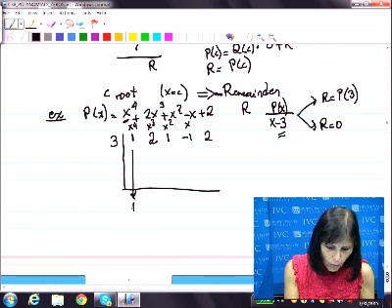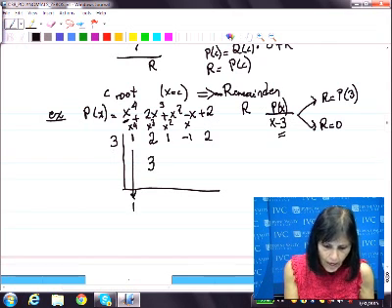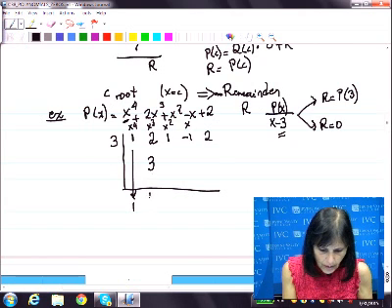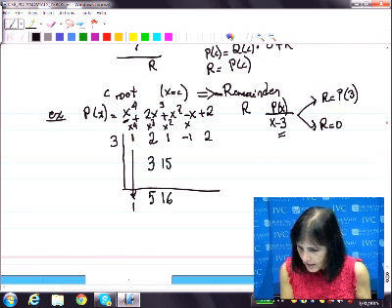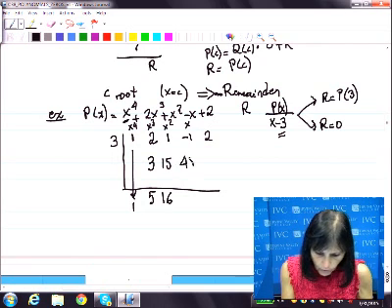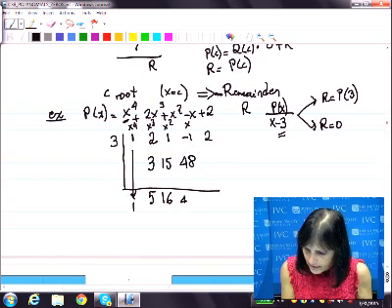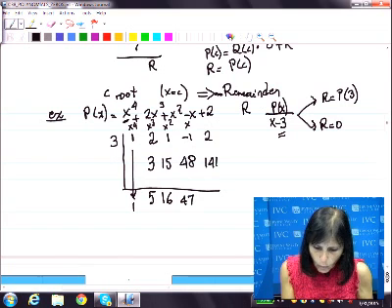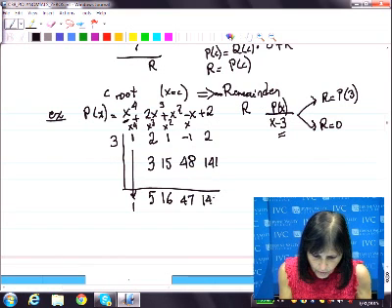And this is how you do it. You bring the 1 down, 1 times 3, you put it here, and then you add 3 plus 2, that's 5. 3 times 5, 15. 15 plus 1, 16. 3 times 16 is 48. 48 plus negative 1 is 47. 47 times 3, that's 141. 141 plus 2 is 143.